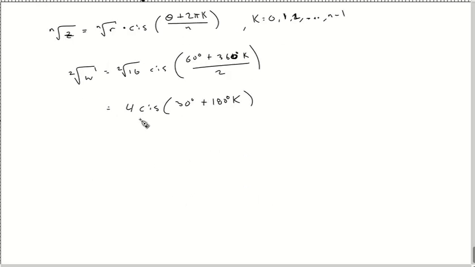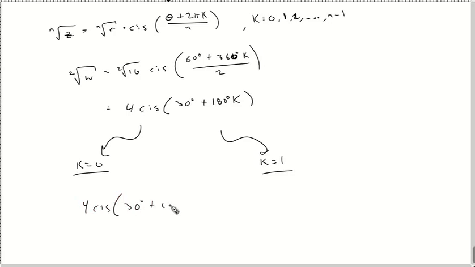So this is basically my answer. I now just need to split it up into 2 separate answers, when k equals 0 and when k equals 1. And so we've got 4 CIS of 30 plus 0. And then we've got 4 CIS of 30 plus 180.